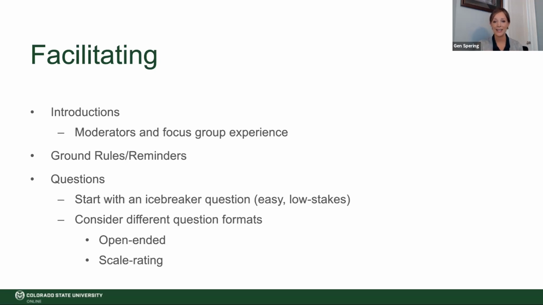And then when it gets down to the actual questions, we always like to start with a simple icebreaker to get everyone more comfortable expressing or sharing their voice in the room.